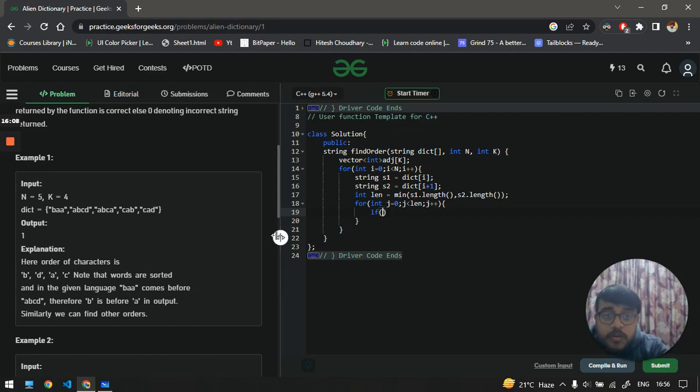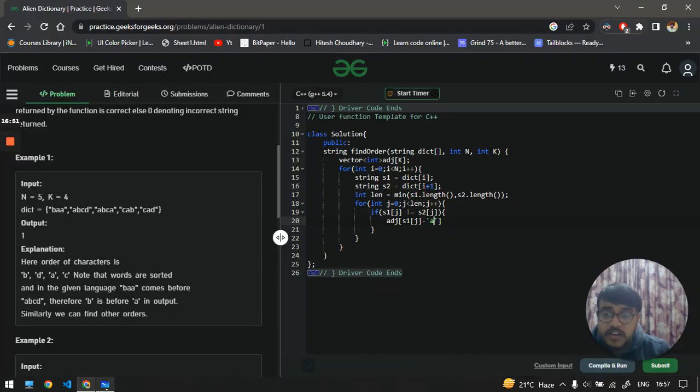So dictionary of, no, not s1, s1 of j, because we are traversing on string 1, is not equal to s2 of j, same index. When they are not equal, I'll just take the adjacent of s1 of j, since s1 of j is coming prior, and subtract the a.